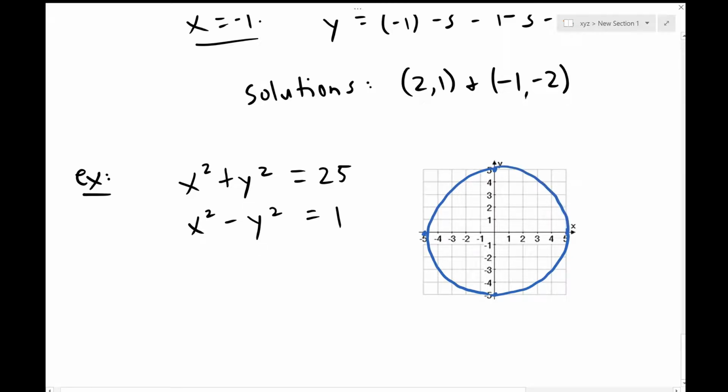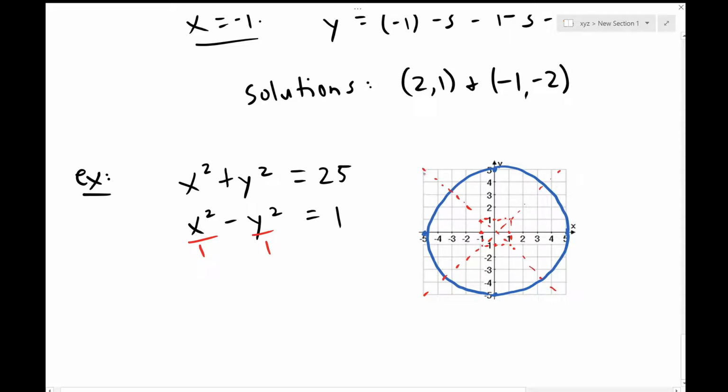And then x squared minus y squared equals 1. That's a hyperbola. You could think of it as being x squared over 1 minus y squared over 1. So that would have its center at the origin. The a and b values would both be 1. So when you draw your central rectangle, it's just going to be this small square here. And of course we can use that square to draw in the asymptotes. Again, they're just the diagonals of that central rectangle.